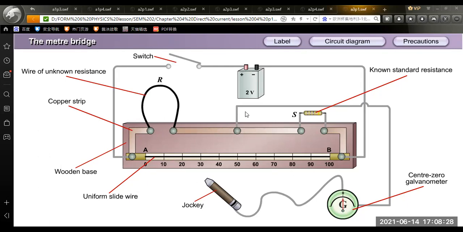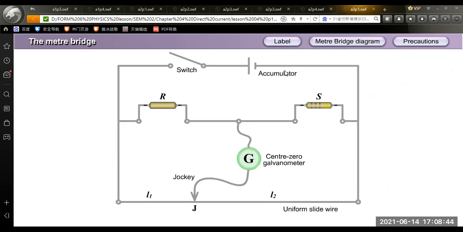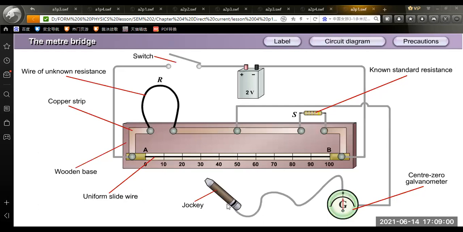This means that we connect the jockey in between the two resistors, R and S. How about P and Q? P and Q are on the wire in between A and B. Now the circuit diagram will be like that. If we use the circuit diagram, we will find out the length of the wire. Here is A, here is B. Now back to the circuit.